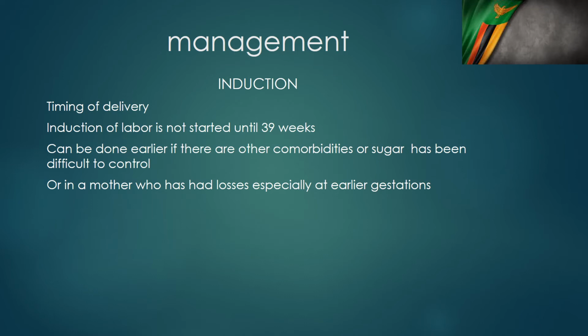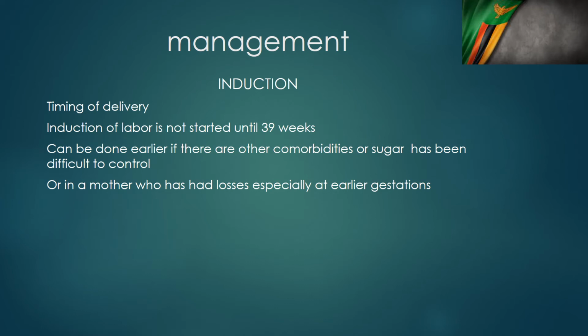Induction of labor, if everything is okay, should not be done before 39 weeks. This is because we know that because of hyperinsulinemia, fetal lung maturity is impaired; the type 2 pneumocyte function maturity is delayed because of hyperinsulinemia and hyperglycemia. So if we are going to do induction of labor, and there's no compelling indication, we should do it at 39 weeks.